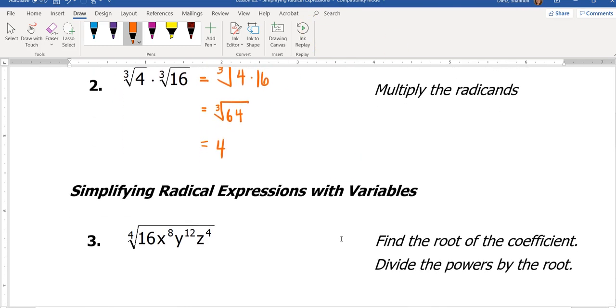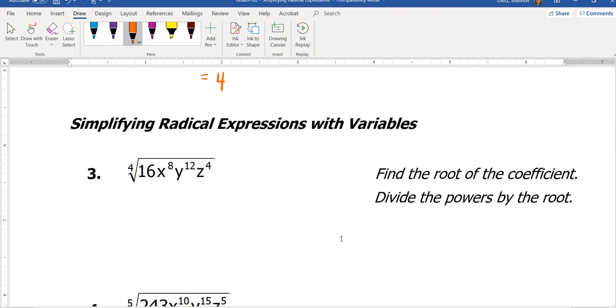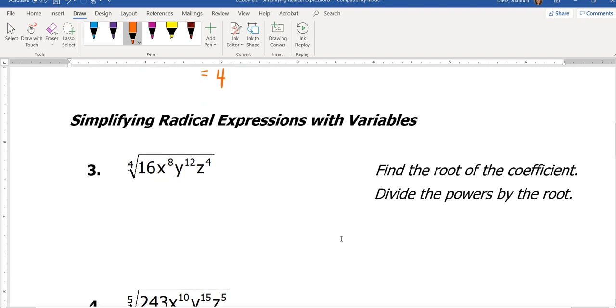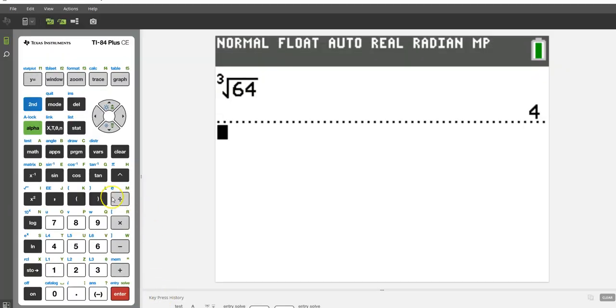All right, so here is the main event. Simplifying radical expressions that also have variables in them. So I like to think about this in 2 separate parts. The first part is I want to look at that number separately. So I'm going to take the fourth root of 16 and think about that on its own. So I want to break that down. Let's see if I can take the fourth root of 16.